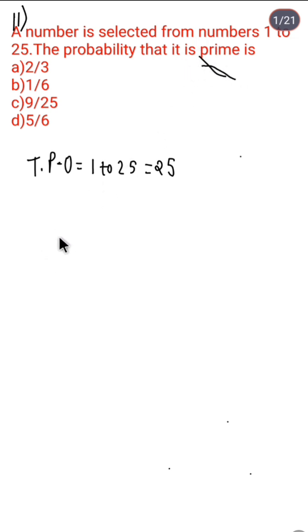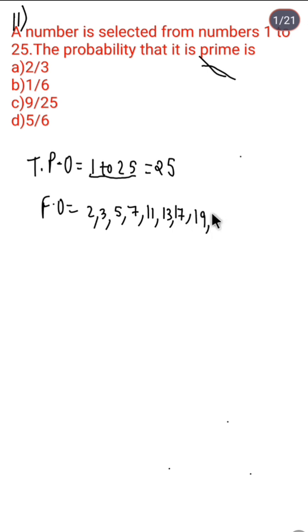Now the probability that it is prime. What is the prime number? The favorable outcomes are the primes from 1 to 25. What are the prime numbers? Let's start from 2. 2 is the smallest even prime number. 2, then 3, 5, 7, 11, 13, 17, 19, 23.